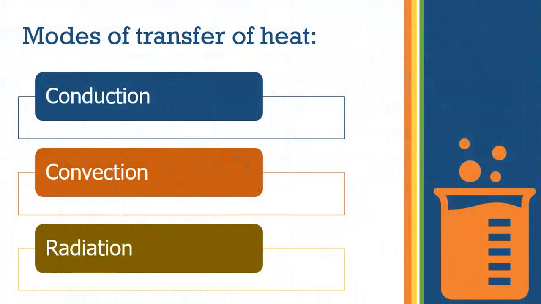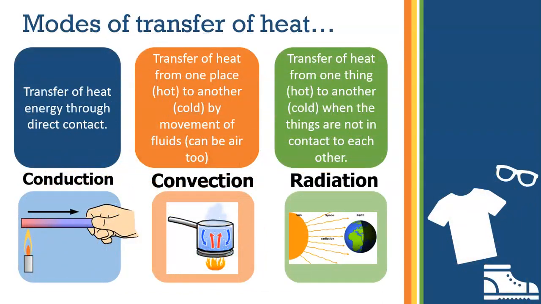This transfer of heat, my dear students, takes place via three ways. These are called modes of transfer of heat. And what are these modes of transfer of heat? Conduction, convection, and radiation. These are new words to you. Need not worry, we are going to study about each in detail. I will repeat, the modes of transfer of heat are conduction, convection, and radiation. Let's see what these are.